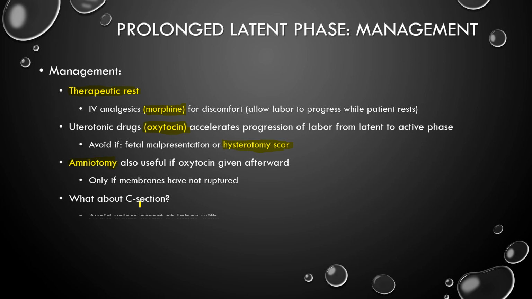So how about C-section? When are you going to do a C-section? A C-section is avoided unless there's an arrest of labor with 3 criteria met. Don't ever do a C-section unless there's arrest of labor with at least 6 centimeters dilation, so it has to be an active phase, ruptured membranes, and adequate contractions. If all these 3 are met and labor is arrested at 6 centimeters dilation, you can do a C-section. But until then, a C-section should not be considered.